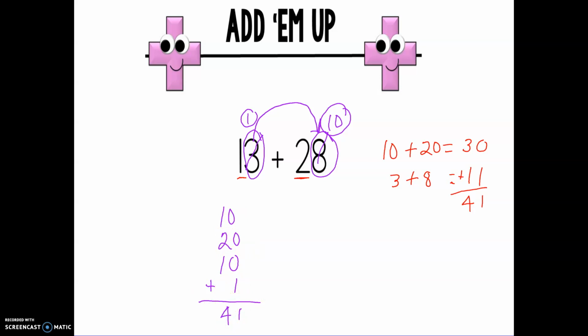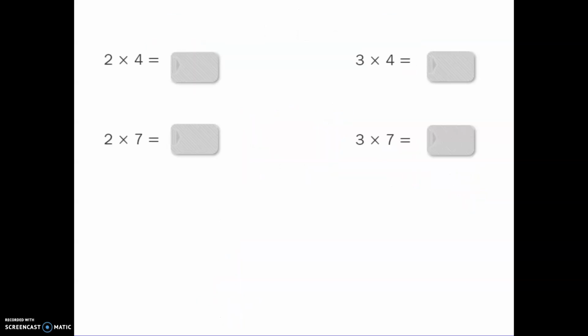All right, good job. So now you can erase your whiteboard. You can write down the answers to these problems really quick. 2 times 4, 3 times 4. 2 times 7, 3 times 7. And we're going to talk one more time about helper facts.